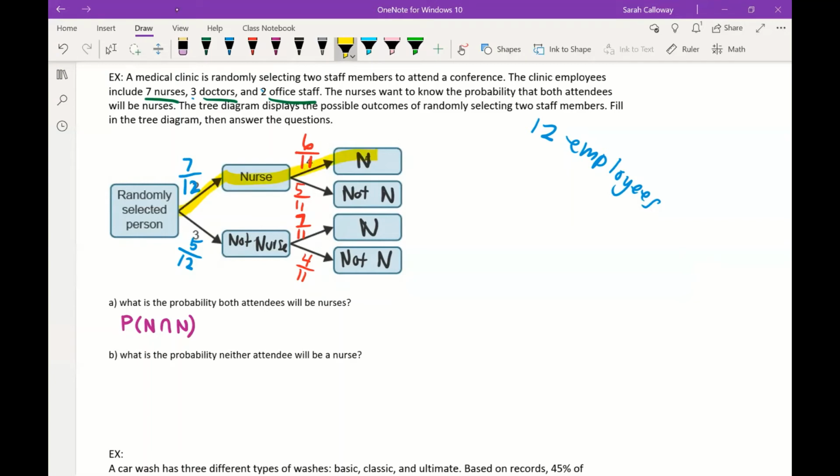So to choose a nurse and then a nurse, we're going to multiply 7 over 12 times 6 over 11. So when we do that, we get 7 over 22, because the 6 reduces with the 12 to become a 2, which is about 0.32.